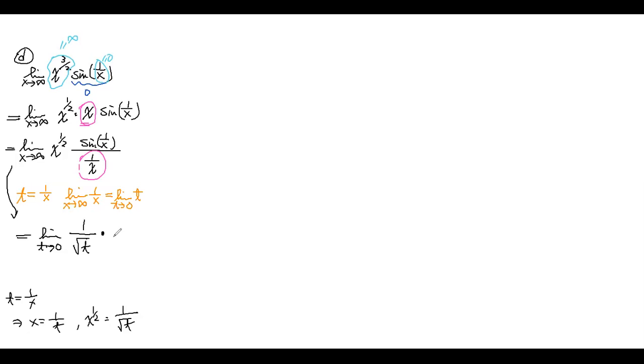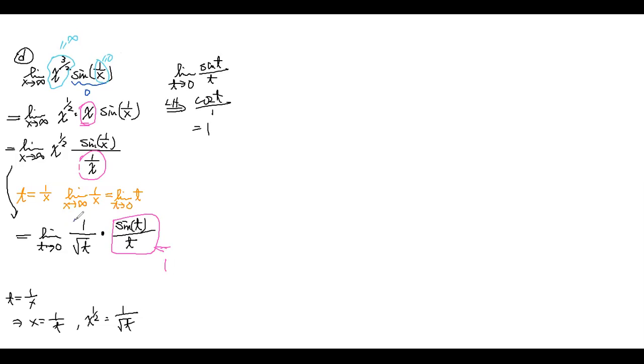Then these will be sine t over t, correct? Now for sine t over t, if you let the limit t approach 0, this is going to be equal to 1. Because with L'Hopital's rule, as t approaches 0, sine t over t becomes cosine t over 1, so it's 1 here. So this one is 1.